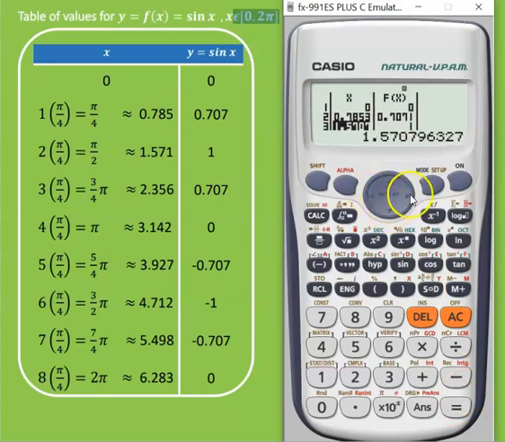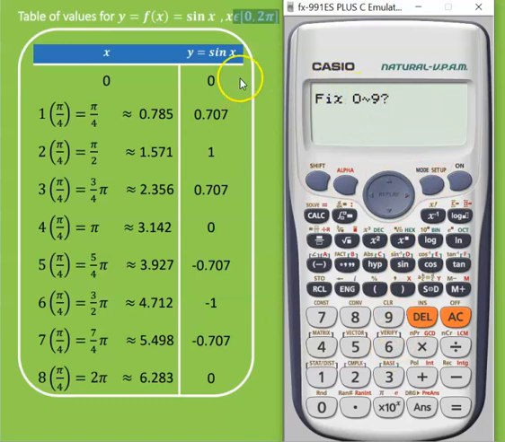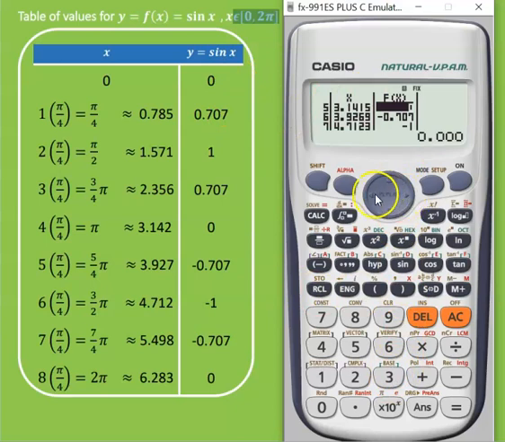And as you see, the number format is very long, so we should round them. For rounding, we go to shift, setup, under fix. I would like 3 decimal places, so 3. Now wherever you are moving, look, the cursor is highlighted black, and then you see that number here, highlighted black, and it's here.